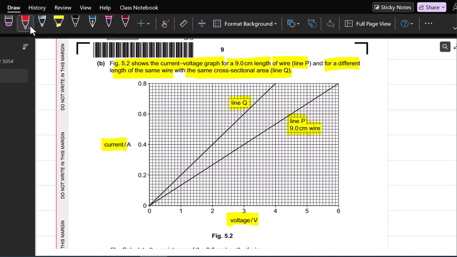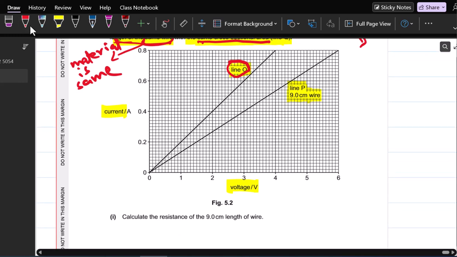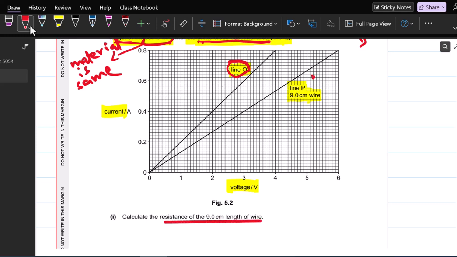So it means the same wire, but for a different length. Wire is of same means material is same. Material is same, area is same, but length is different. Okay, this line Q is having different length. So moving towards this, we have to calculate the resistance of the 9 centimeter length of wire.